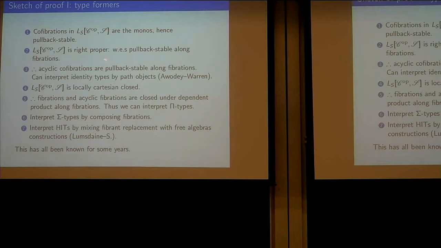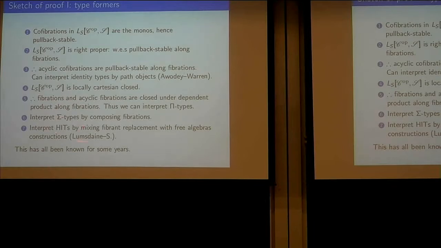The reason we need to be able to pull back along fibrations is that we need to be able to extend the context and still have an identity type. It's locally Cartesian closed, and these pullback-stable properties tell us that the right adjoints to pullback along the fibration preserve fibrations. So that tells us how to interpret pi types: pi out of a fibration along the fibration with another fibration. Sigma types are just composing fibrations, so that gives us all the basic type operations.